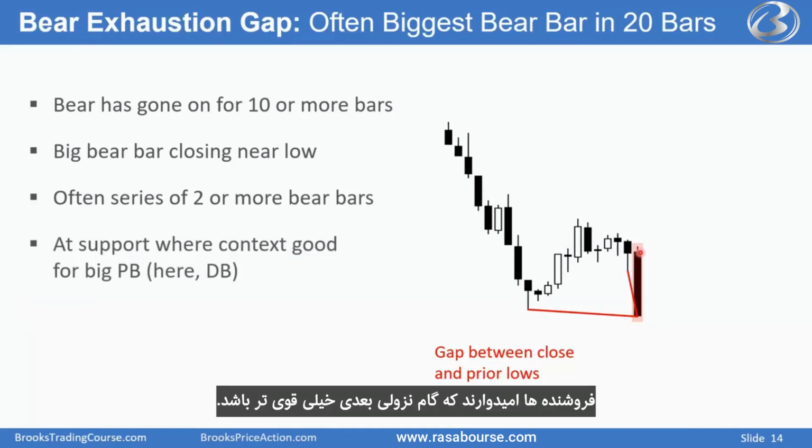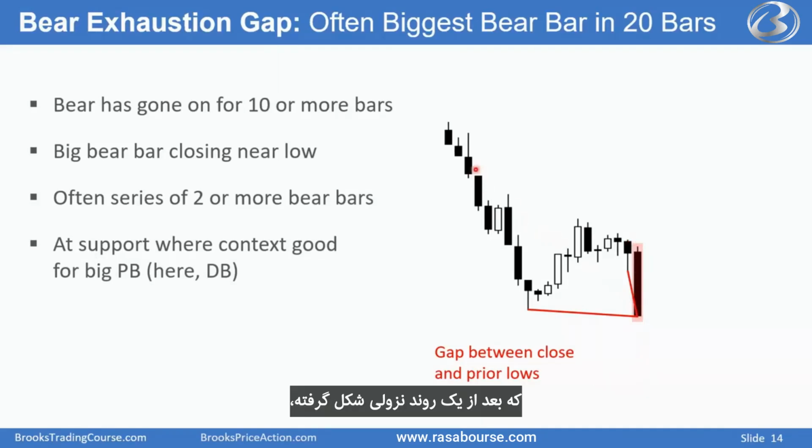The bears are hoping for an even stronger leg down. The bulls are hoping that the biggest bear body, 10 or 20 bars into a bear trend, is going to be an exhaustive move, and that the bear trend will end and become either a trading range or reverse into a bull trend.